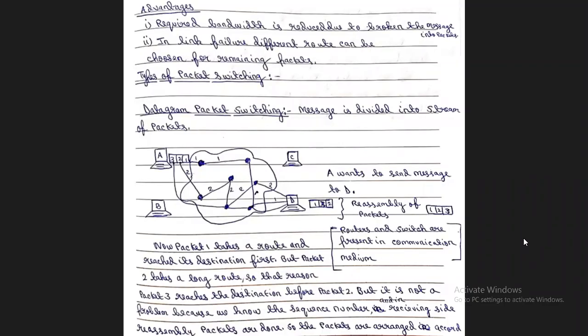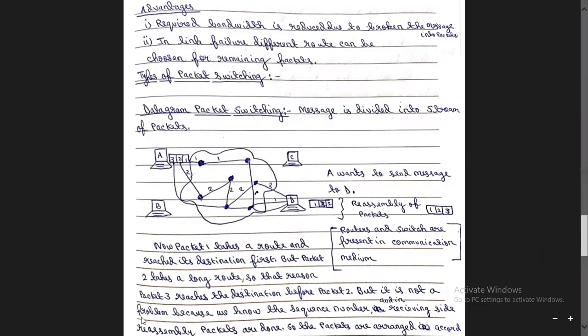So what we will do on the receiver side is that there is a logic present, the reassembly of packets. This will reassemble the packets in the sequence order again. So that's how datagram packet switching works.